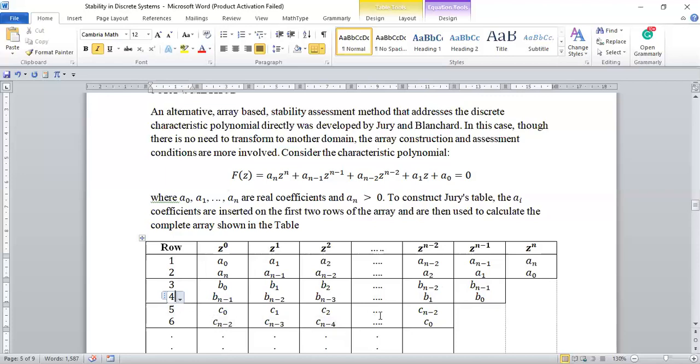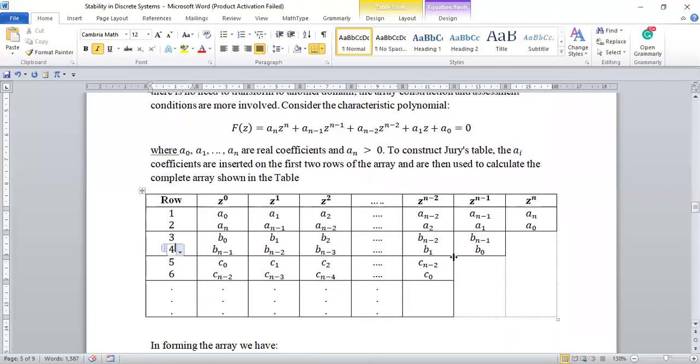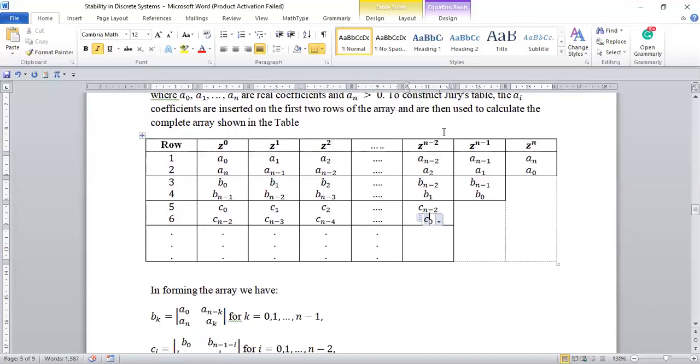Then you calculate the c's. I'm going to give the equation to calculate the c's shortly. When you calculate the c's, you start at c0 and end at cn minus 2. So if n is equal to 4, 4 minus 2 is c2, so you're going to stop at c2. That's for the fifth row. Then for the sixth row, you reverse the direction of the c's, starting at cn minus 2 and stopping at c0. This is the way you construct the table.